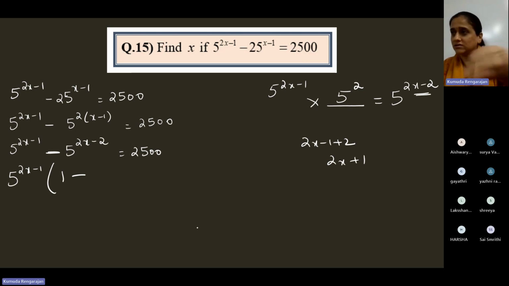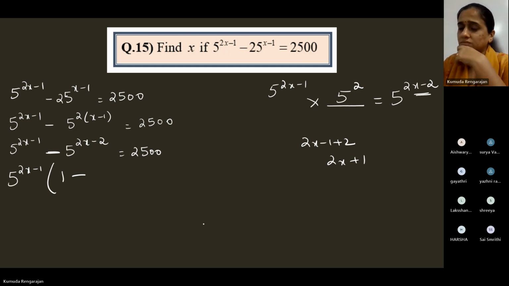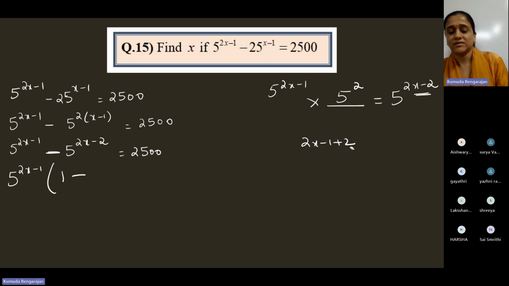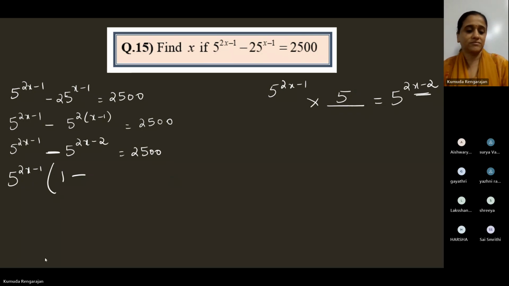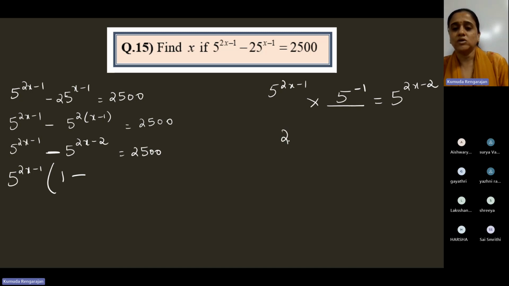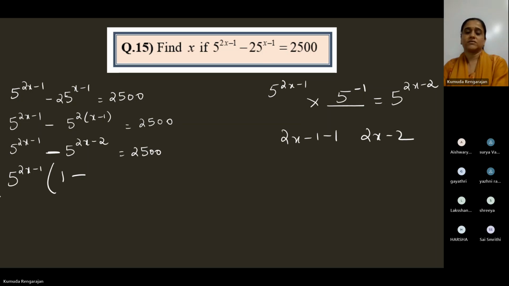Minus 2. Minus 1. Correct. That should be 5 to the power minus 1. Now when you add the powers, it will be 2x minus 1 minus 1, so 2x minus 2. So in the bracket, the second term will be 5 to the power minus 1.